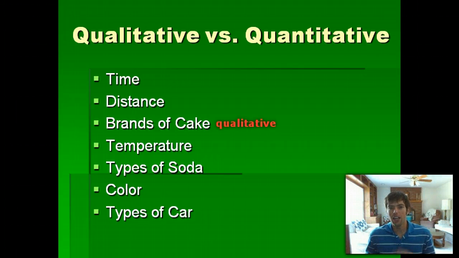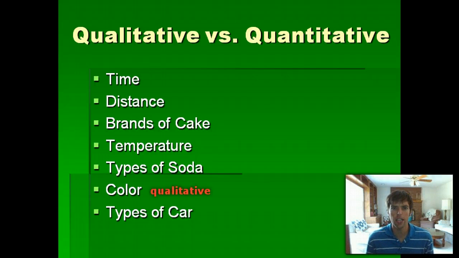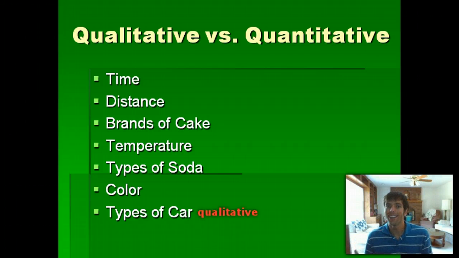Good. Betty Crocker, not a number. Must be qualitative. How about temperature? Good. Quantitative. Numbers. How about types of soda? Good. Qualitative. Pepsi or Coke? No numbers. How about color? Good. Qualitative. Red and blue, those are not numbers. Types of car? Awesome. Mustang, not a number.